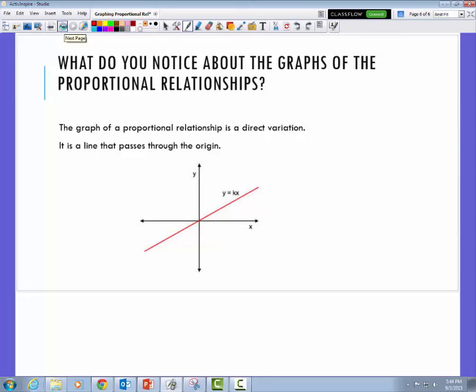So I guess what you need to know about the graphs is a proportional graph is known as a direct variation. It goes through the origin. Origin is referred to as the point 0, 0. So hopefully now you know how to graph a direct variation or proportional relationship, and you know that it should go through 0, 0.